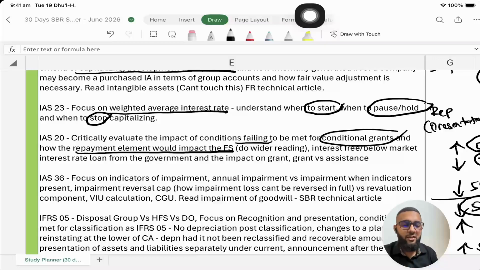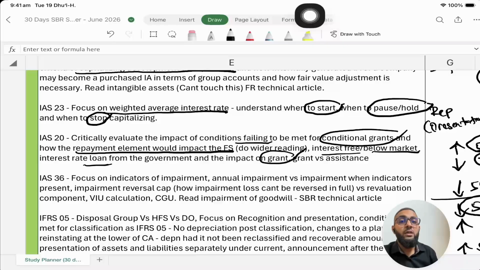How are you going to recognize those? Just do a wide reading. All right. Then the interest-free or below market interest rate loan from the government, how that's going to impact your grant, the government grant, right? Interest free versus below market.